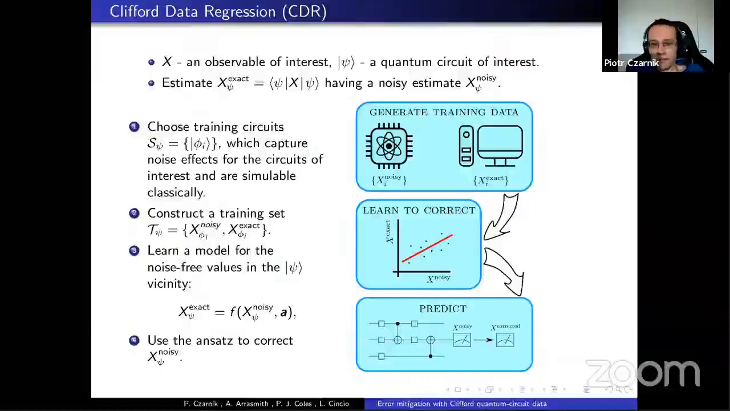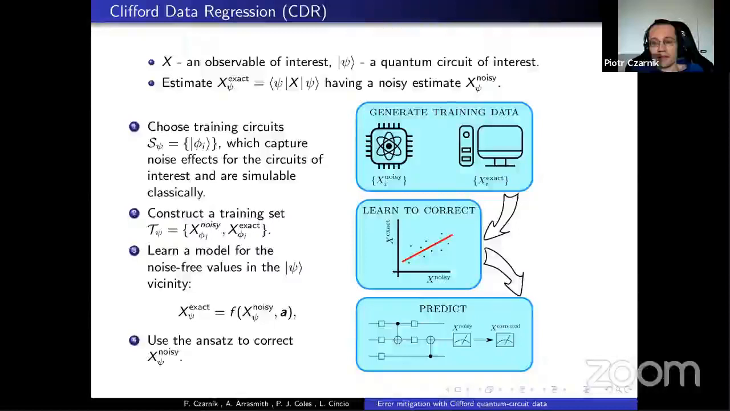So the first step of our method, as you can see in this cartoon, is to generate the training data. The training data are just a set of the noisy and the exact expectation values for our particular observable of interest, and they are obtained for circuits which can be simulated classically. So these are different circuits than the one which you would like to correct at the end of the day. But we still hope that we are able to choose these circuits in such a way that we can learn something about noise effects for our circuit of interest.